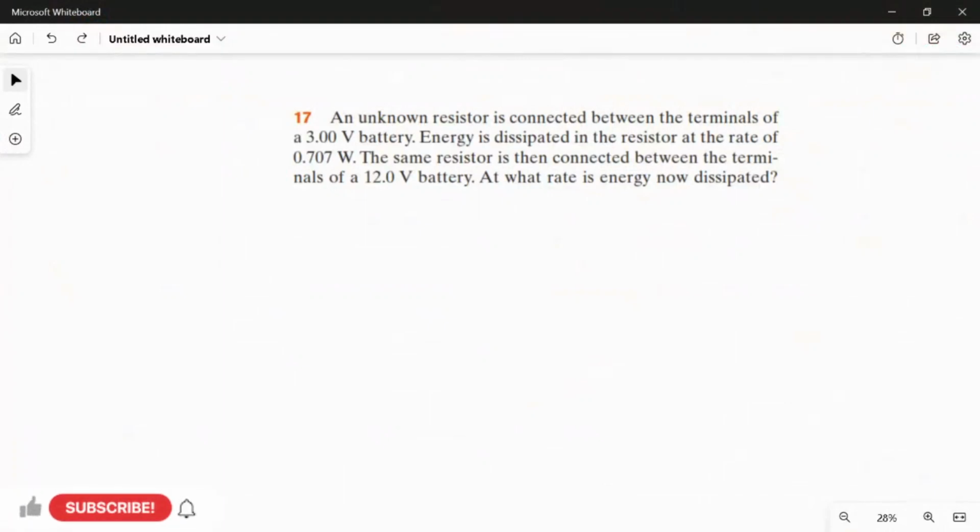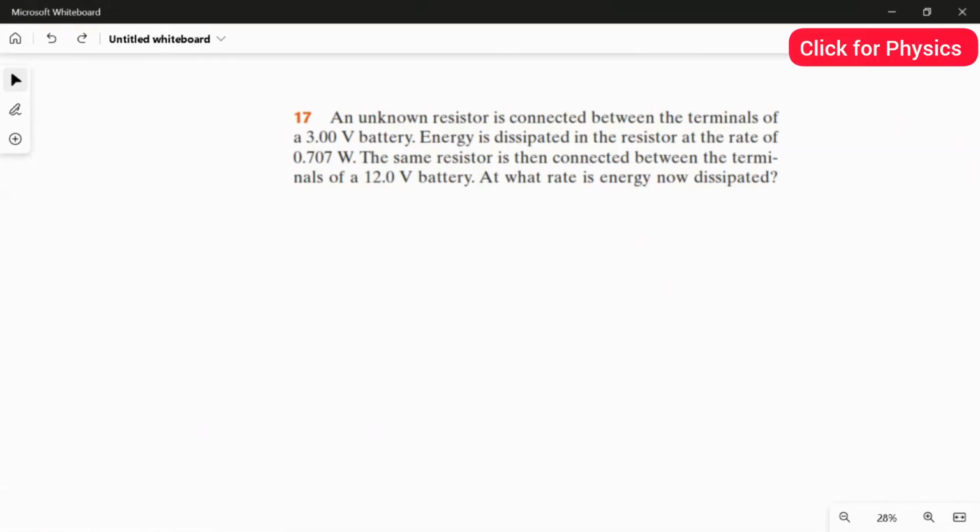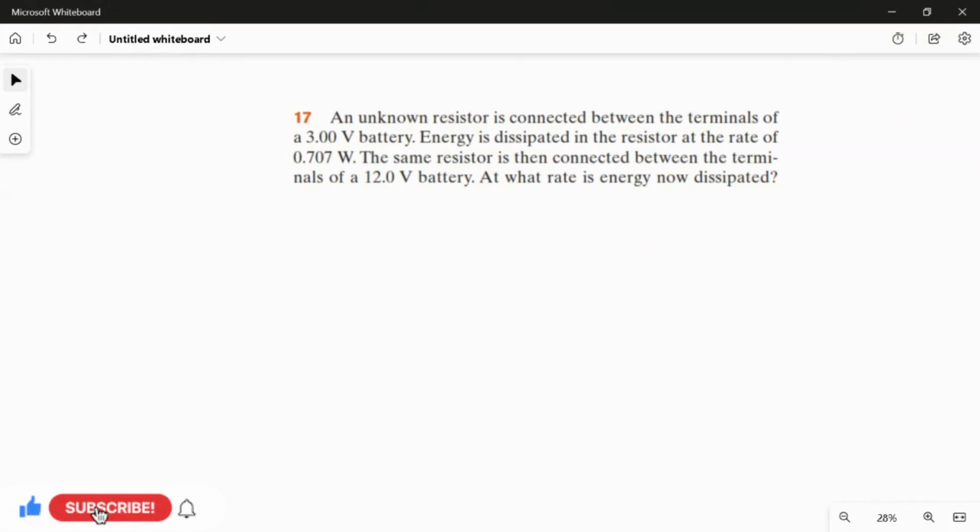Problem number 17. An unknown resistor is connected between the terminals of a 3-volt battery. Energy is dissipated in the resistor at a rate of 0.707 watt. Then the same resistor is connected between the terminals of a 12-volt battery. At what rate is energy now dissipated?